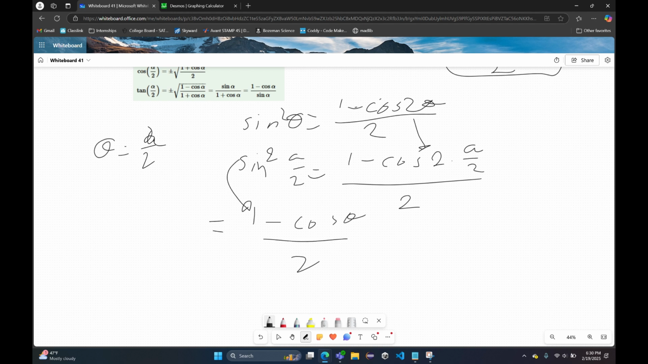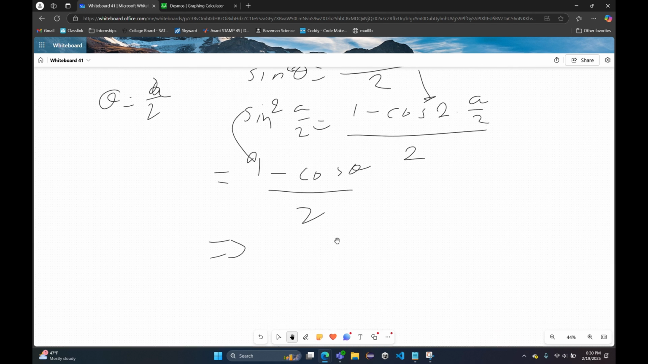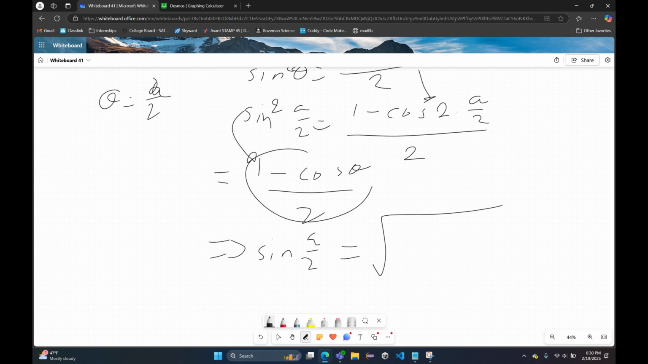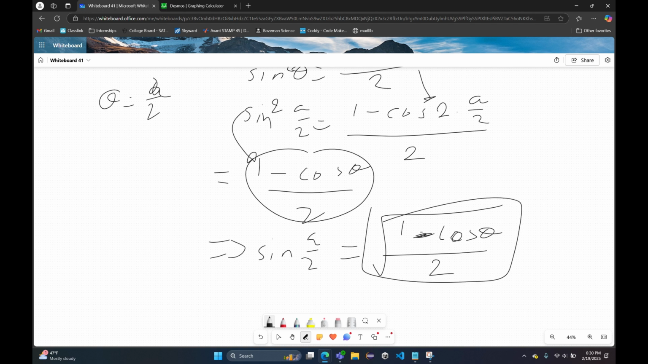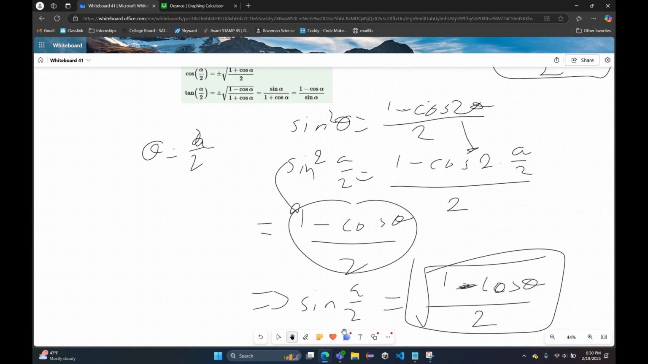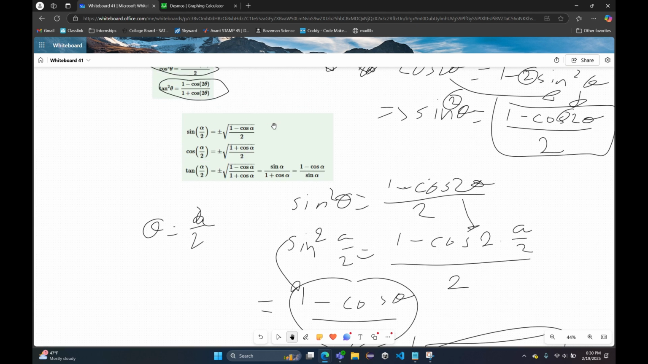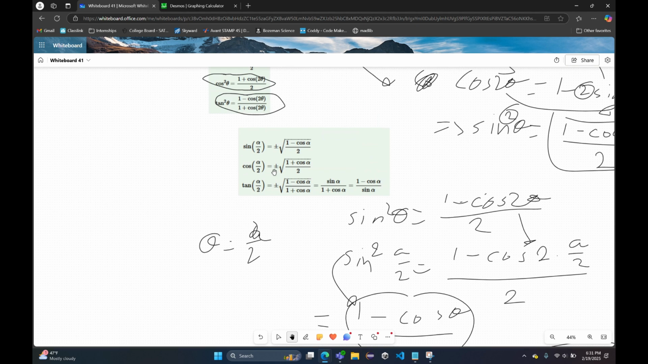Now, if we apply the square root, this implies that sine alpha by 2, or A by 2, equals the square root of this entire thing, which is just going to be 1 minus cosine theta divided by 2. And that's how you get your half angle formula. Oh, and of course we're taking square root, so you got to keep a plus minus. That's how you get your half angle formula right here. And in a similar way you can prove the cosine one and the tan theta, you just divide it.